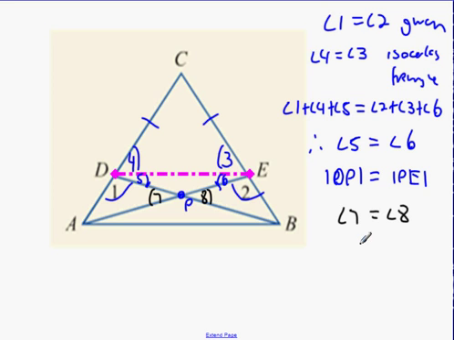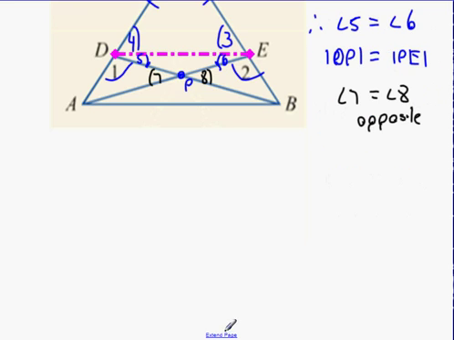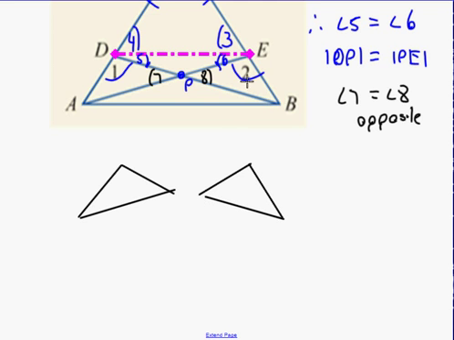Angle 7 equals angle 8, reason being, vertically opposite. I'm now going to draw out the two triangles for you. I'm going to draw DAB going that direction, and I'm going to draw PEB going in the other direction like that. See the two of them there? This one here and this one here. Now, what I have already is that angle 1 equals angle 2.